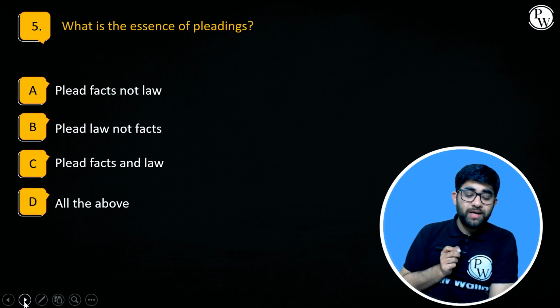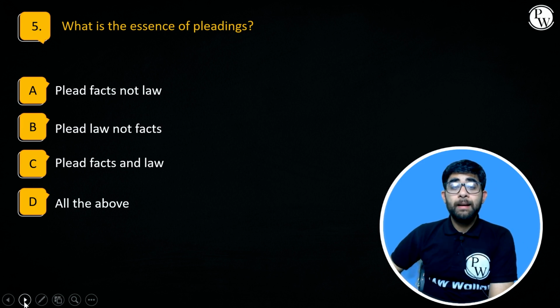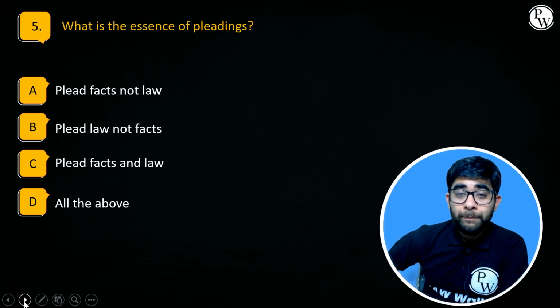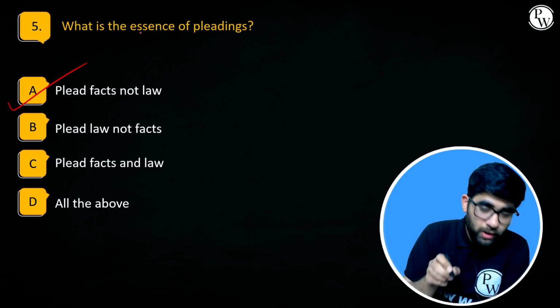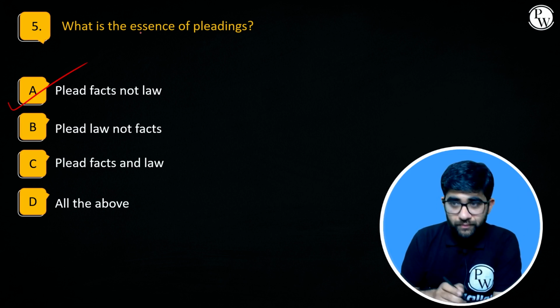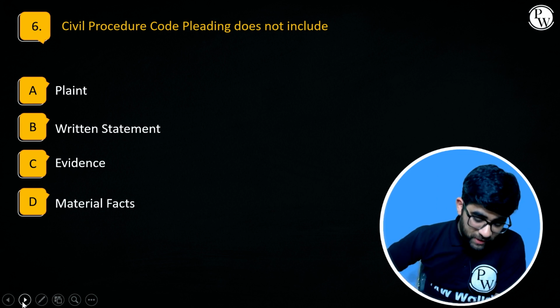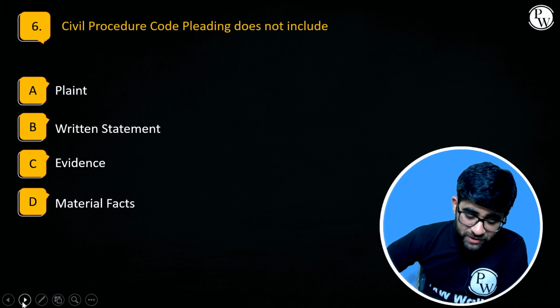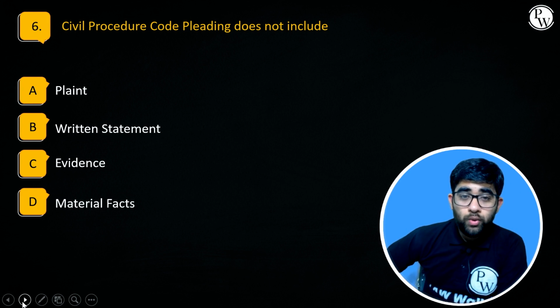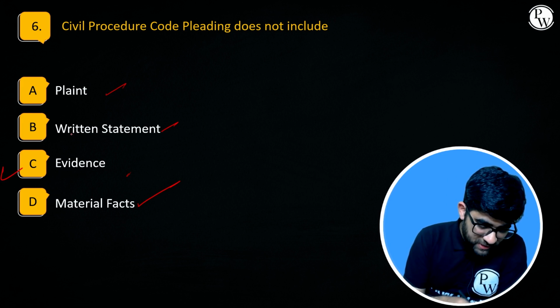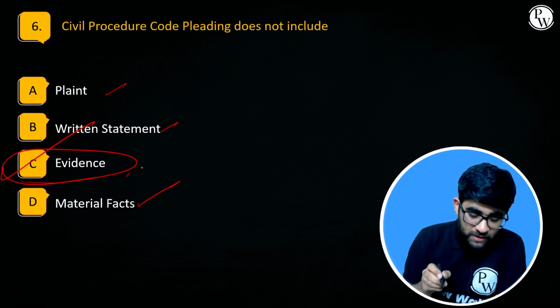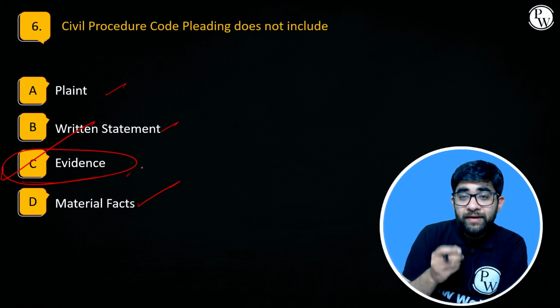The next is what is the essence of pleadings? Plead facts, not law. Plead law, not facts. Plead facts and law, and all of the above. The answer is plead facts and not law. Simple as that. Next, Civil Procedure Code pleading does not include plaint, correct? Written statement, correct? Evidence, no. So the answer to this is evidence. You cannot put your evidence in your plaint.